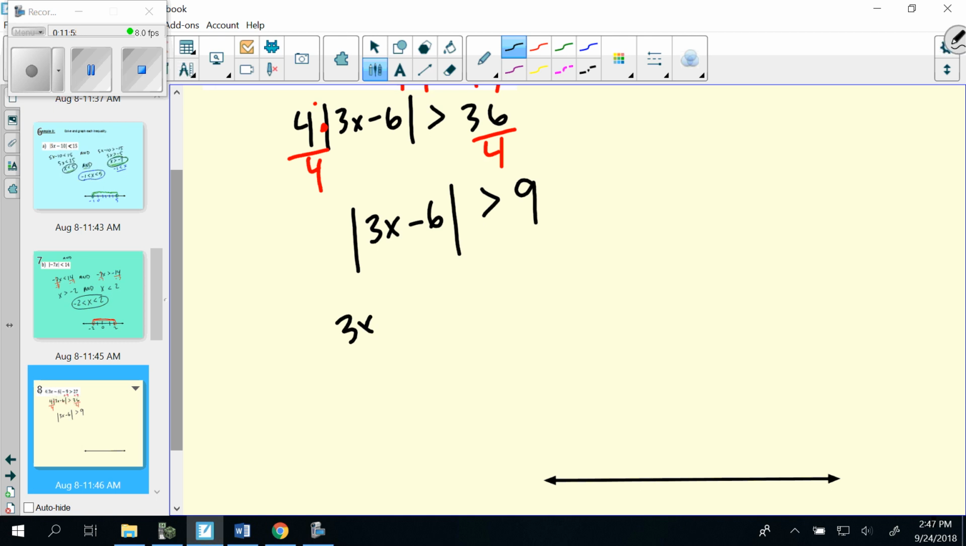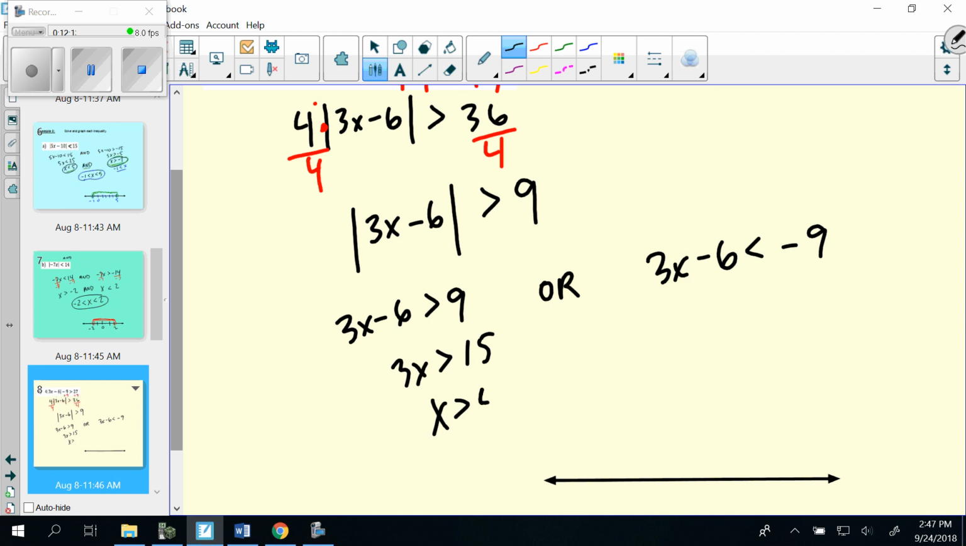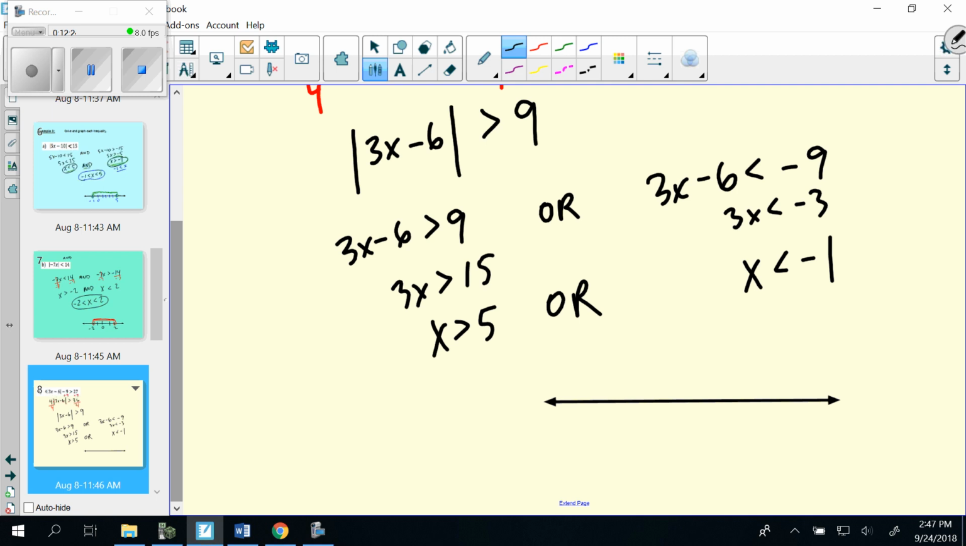So you get that 3x minus 6 could be greater than 9. This is an or one. Or that 3x minus 6 has to be less than the opposite, negative 9. Solve these ones out, and you should have got that x is greater than 5, or solving this other one, you get that x is less than negative 1. Graphing them out now, what it's going to look like.